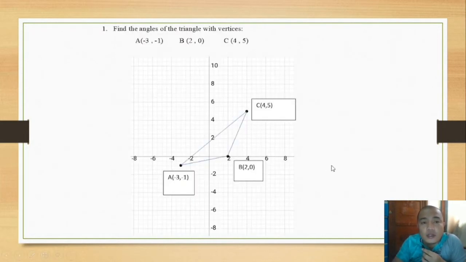Find the angles of the triangle with vertices A (negative 3, negative 1), B (2, 0), and C (4, 5). So we have here the triangle in the Cartesian plane with the given coordinates. For point A, negative 3, negative 1, B 2, 0, and C is at 4, 5. So let us try to find the measure of angle A, angle B, and angle C.